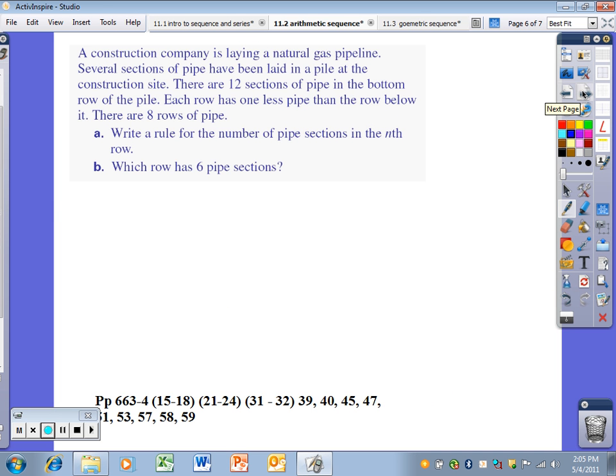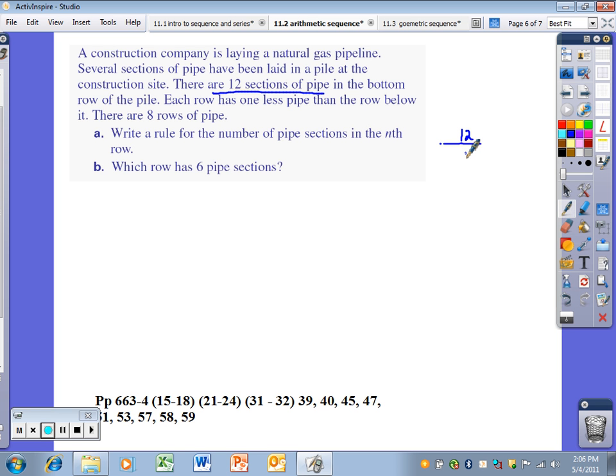Let's do one story problem, and then we can call it good. A construction company is laying natural gas pipeline. Several sections have been laid in a pile at the construction site. There are 12 sections of pipe in the bottom row. So here in this bottom row, I have 12 pieces of pipe. Each row has one less pipe than the row below it. There are 8 rows of pipe.